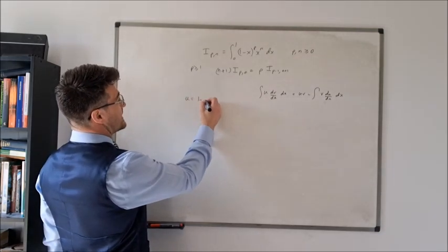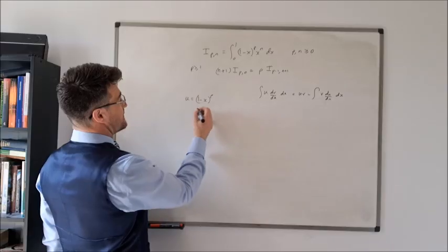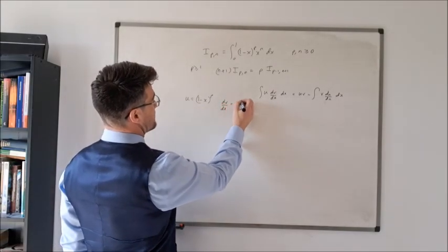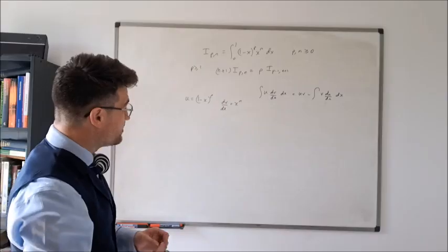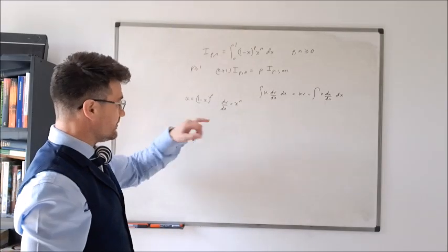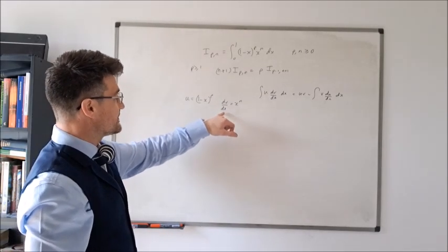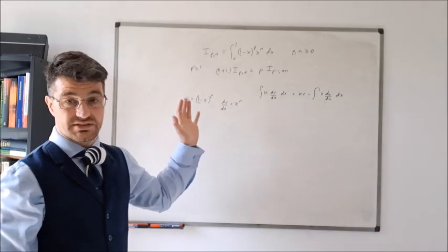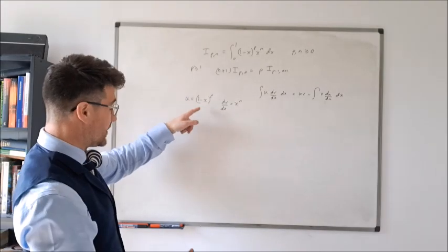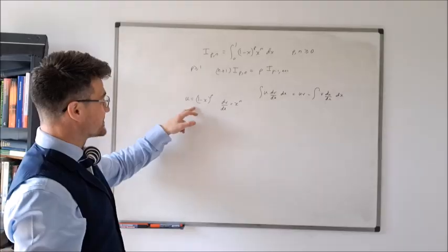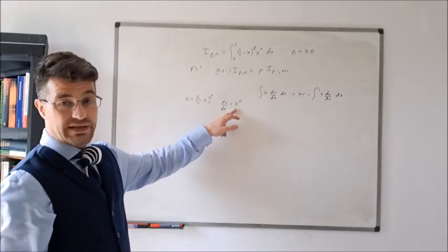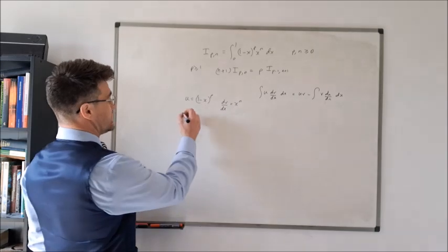Let u equal 1 minus x to the power of p, and dv by dx equal x to the power of n. Now, I probably chose these because it's easier for me to integrate this than it is to integrate this. I can actually integrate both of these, I'm sure you can as well. It's not exactly some sort of superpower, but it just seems to be a little bit easier for me to integrate this thing.